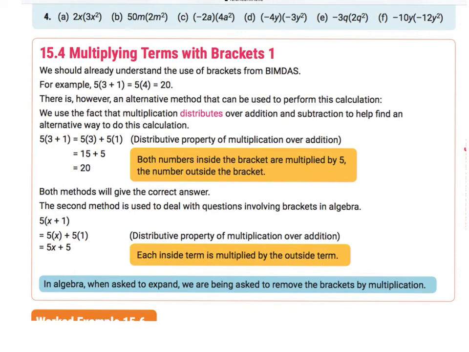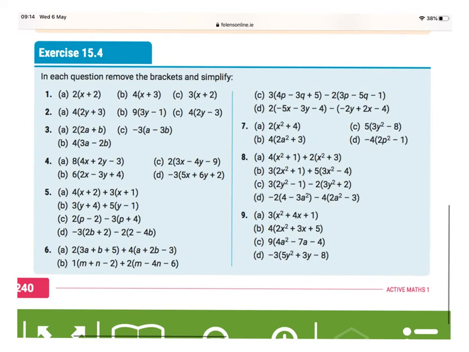Each inside term is multiplied by the outside term. And the blue box as well, in algebra, when asked to expand, we are being asked to remove the brackets by multiplication. So the way those brackets get removed is by multiplying the outside number in. Okay, so let's have a look at a couple of examples here.